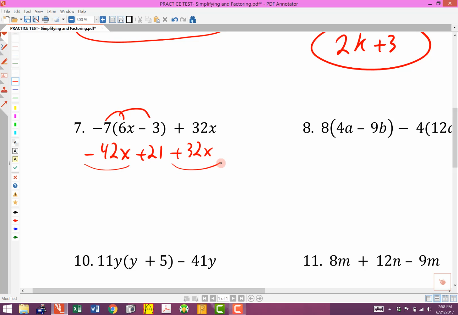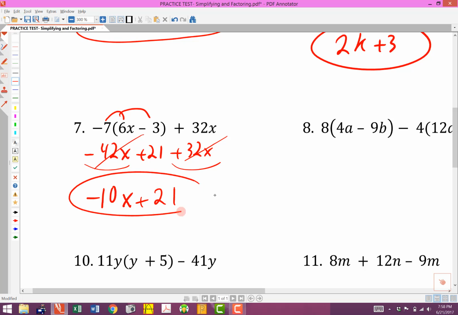And then we do have some like terms there. Negative 42x plus 32x, different signs, we'll find the difference. The difference is 10, bigger one's negative. Done with that one, and then we've just got the 21 on the end there. Okay, make that one look just a little better.